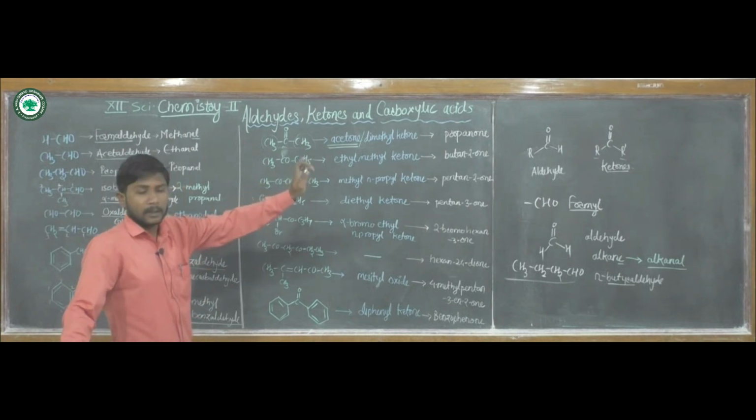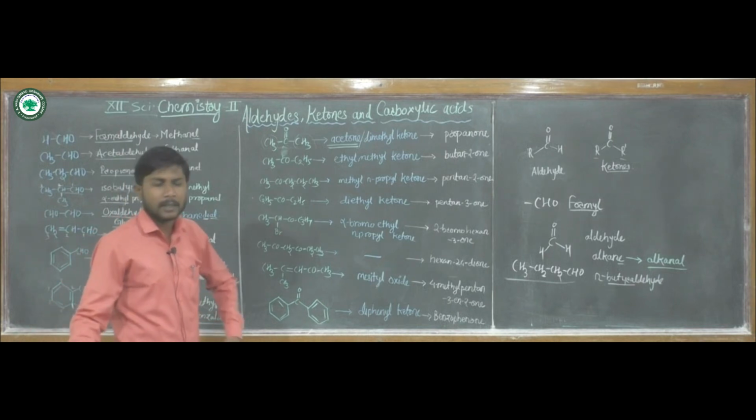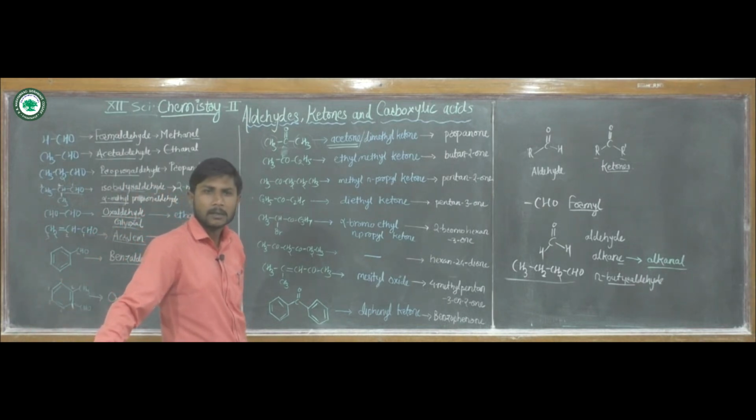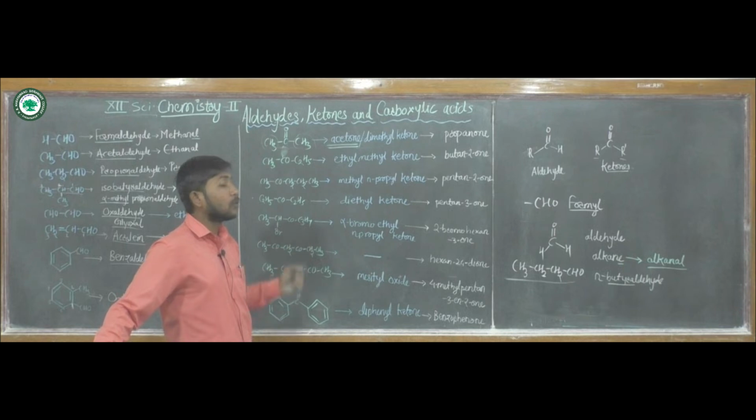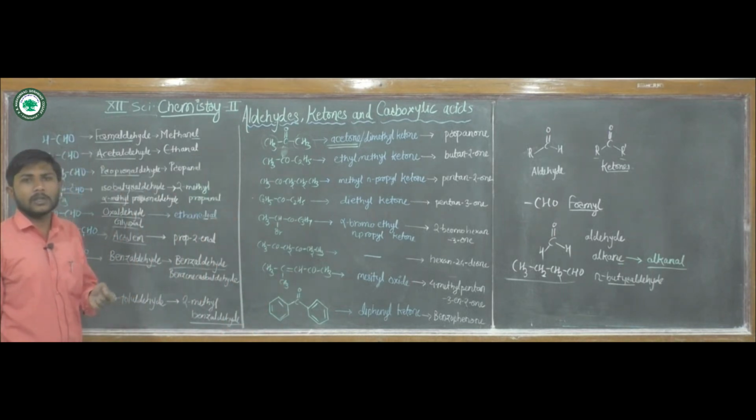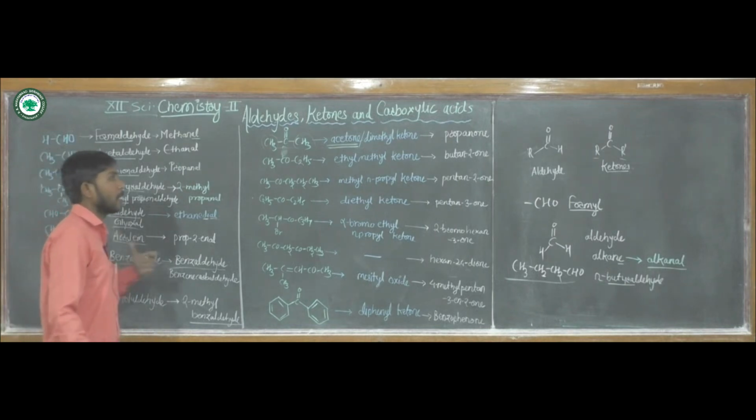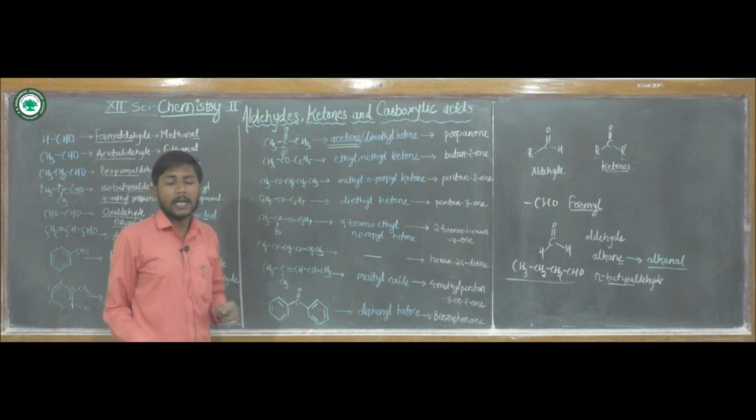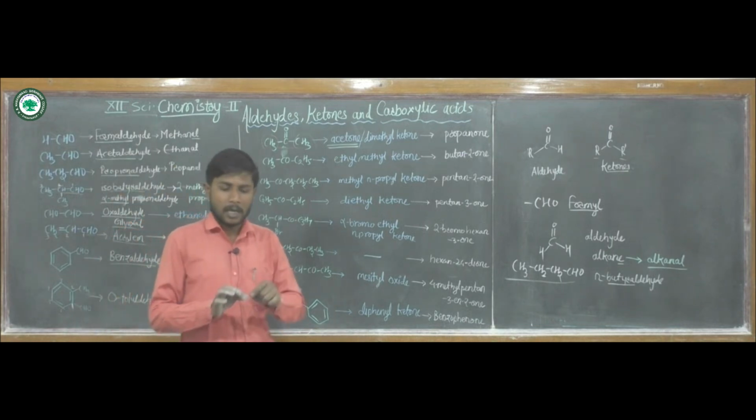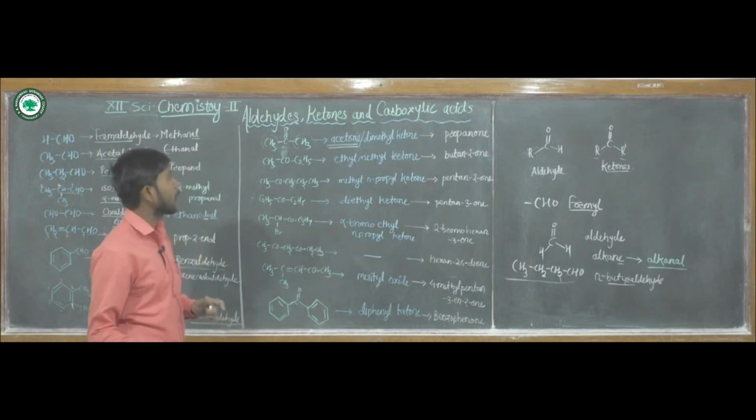And for its IUPAC nomenclature, the rules are the same. We have to select the carbon chain and give the position. In case of aldehyde, there is no need to give the position of the aldehyde group as it is present at the end. But in ketones, the carbonyl carbon can be present inside the chain. That's why we have to give the position of the carbonyl carbon.